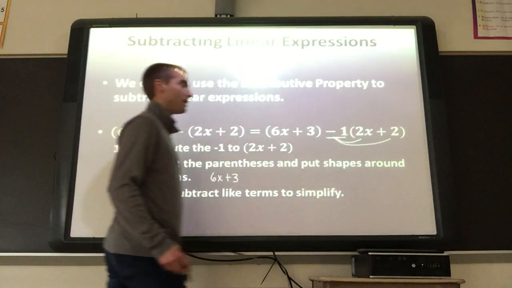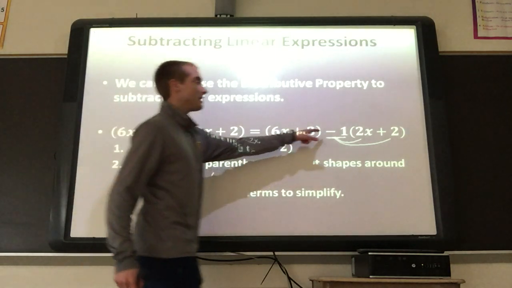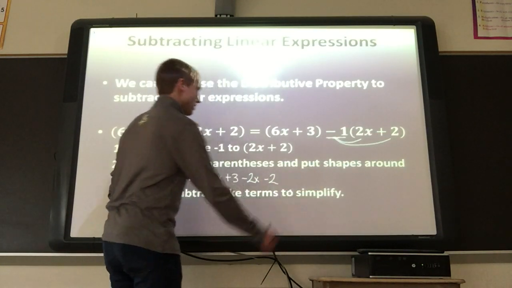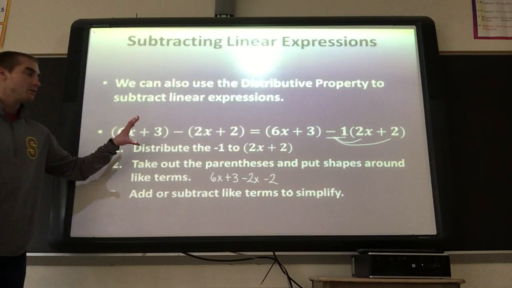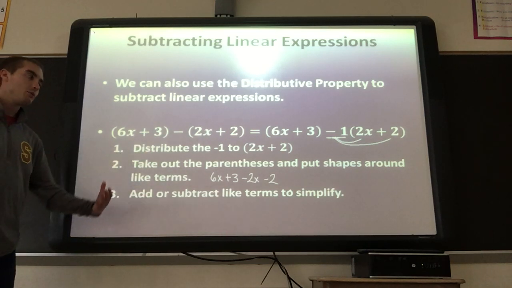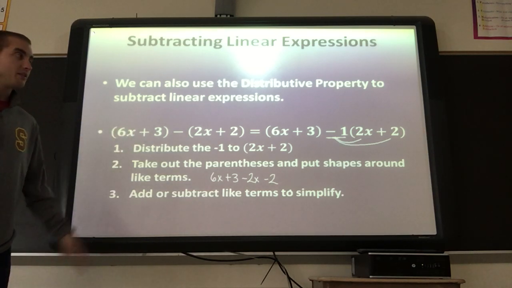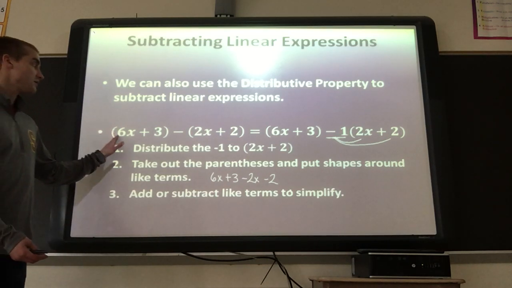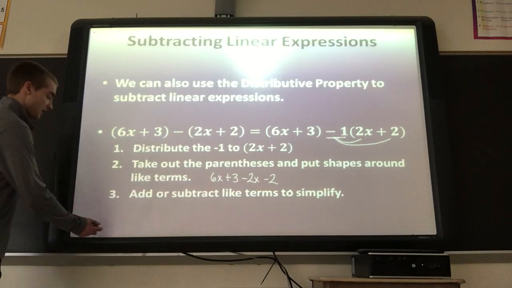Negative 1 times 2x doesn't change anything, but it does make that a minus 2x. And negative 1 times positive 2 would then become minus 2. And so that's our new expression. Once we can write that, we take out the parentheses, put the same shapes around like terms, and then we finish simplifying like normal. Okay, so I think if you want to keep everything the same that we've done so far, this would make a little more sense. We're just going to distribute a 1 to the first set of parentheses, a negative 1 to the second set of parentheses, and then we finish simplifying like we have been.